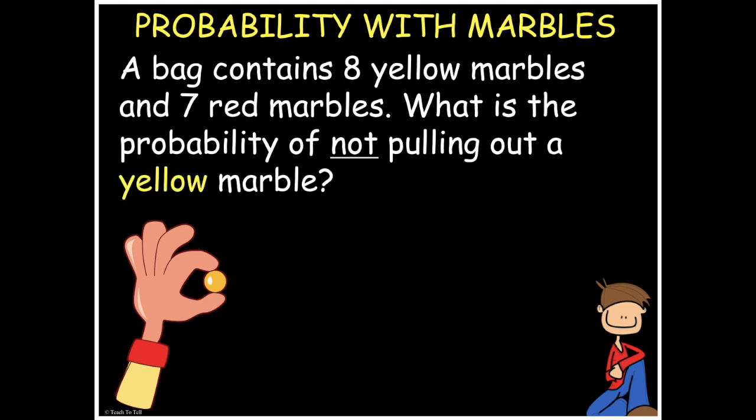So the same question and same marbles, but this time you're looking at the probability of not pulling out a yellow marble. So we still have the same number of marbles, same number of total possible outcomes, and there are 8 yellow, so 15 minus 8 leaves us with 7.